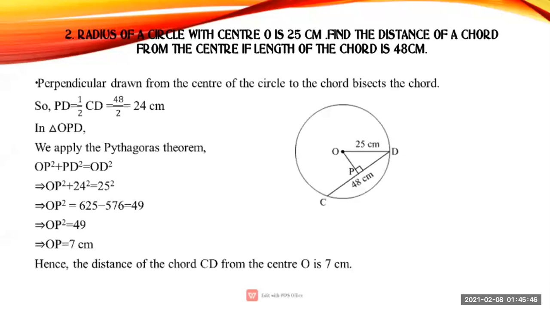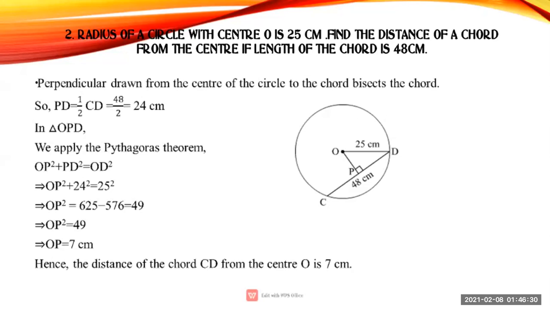Okay. Now our second question is: the radius of a circle with center O is 25 centimeter. See, the radius of the circle with center O is given as 25 centimeter. That means which segment? OD. OD is our 25 centimeter. Find the distance of the chord from the center if the length of the chord is 48 centimeter. Now the chord is also given as 48 centimeter. One length is given, 25 centimeter.